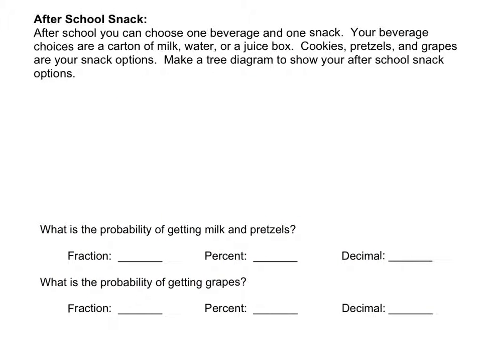So let's draw one together. After school, you can get a snack, and you get a beverage and a snack. Your beverage choices are milk, water, or juice box. And your choices of a snack are cookies, pretzels, and grapes.